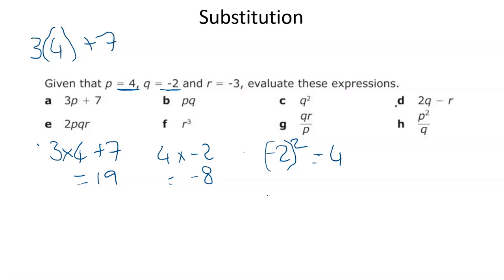Okay, and moving on, 2q minus r is 2 bracket minus 2. There's my bracket because I don't like the minus signs messing things up. And then minus bracket minus 3. Again, I don't want to lose track of those minuses. There's a negative sign for take away and a negative sign for the minus 3. The number is negative and we've got the take away. So I need both of them. So just be careful. 2 times minus 2 is minus 4. Take away minus 3 is plus 3. So that gives us an answer of minus 1.